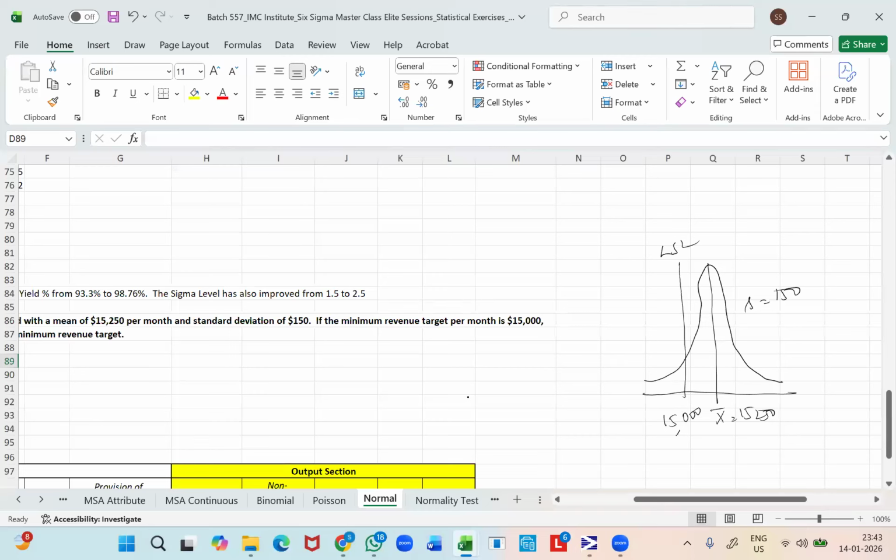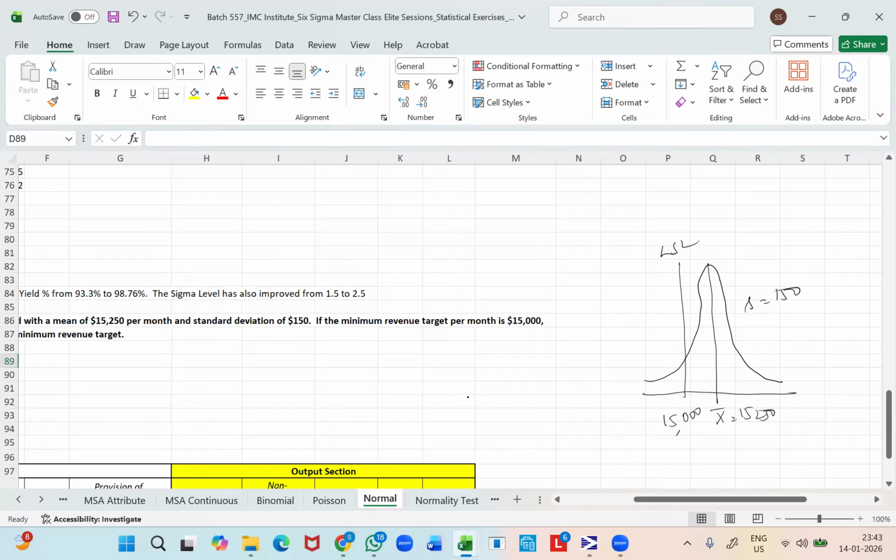Left of the 15,000. Left of the 15,000 means we'll fall short of meeting that target, right? If you're achieving only 14,250, that means you are falling short of the minimum revenue target. So when can you say that you have met the minimum revenue target? When can you say that you have achieved 15,000? When it is exactly 15,000 and above, correct? Yeah, right. 15,000 and above. So which area do we need to find out?